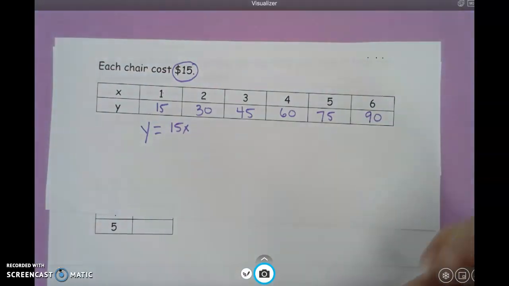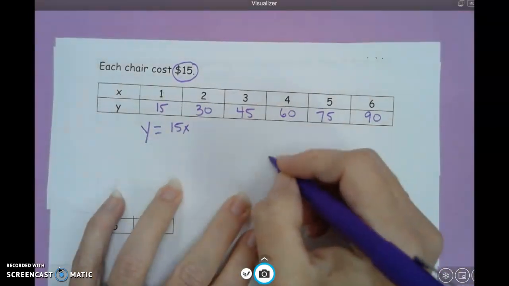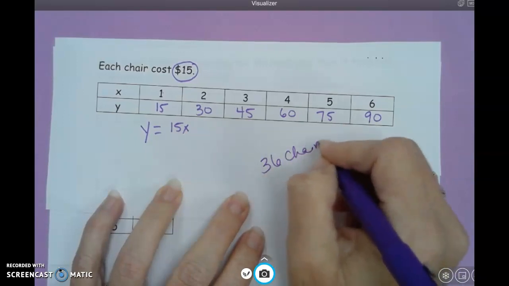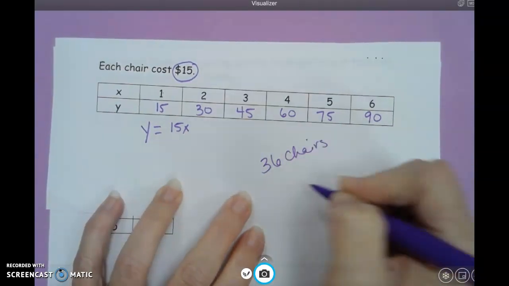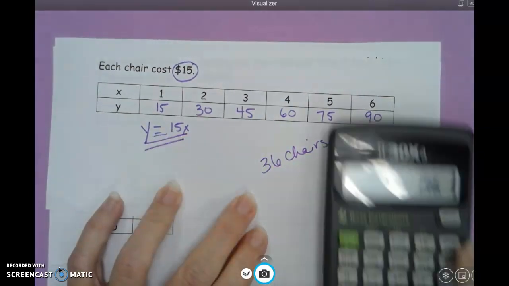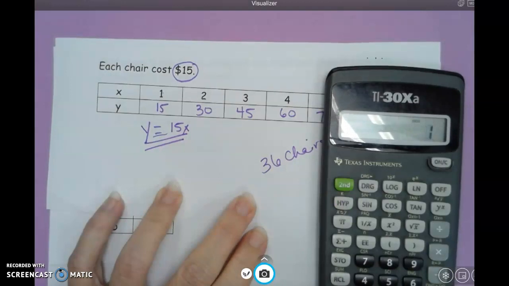So it tells us we can complete the table, or if I tell you that I want to order 36 chairs for my room, for my classroom, then to figure out how much those chairs are, I've written the equation over here. So I would do 15 times 36.